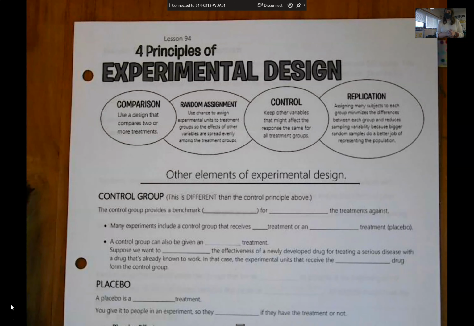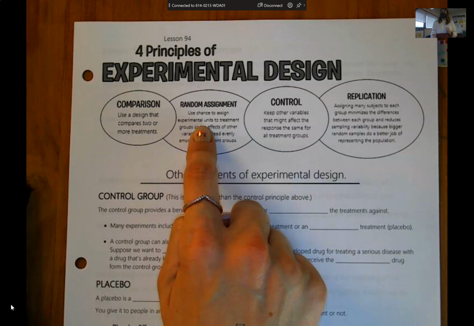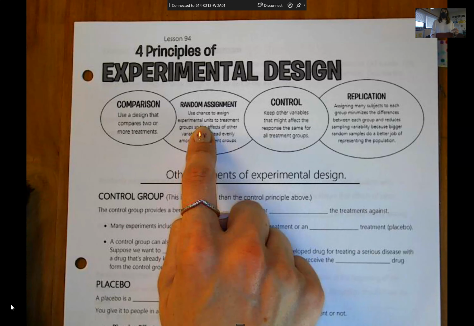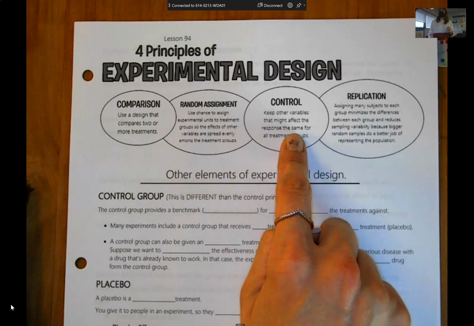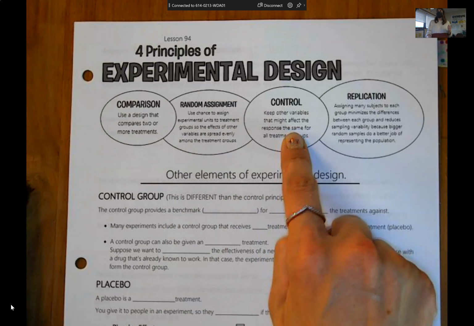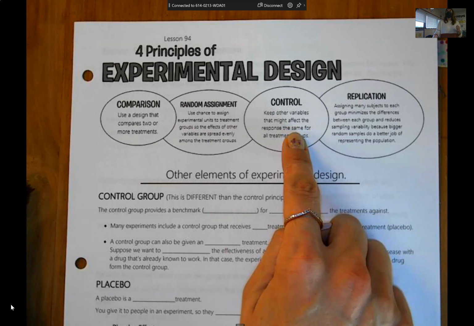The second one we're familiar with. You have to have random assignment. You must randomly assign your experimental units to the treatment groups. The third thing we haven't talked about much is called control. We want to control as many things about the experiment as we can. As long as we have random assignment, our experiment is valid, but to make it the best that it can be, we want to control all the other things that we can.